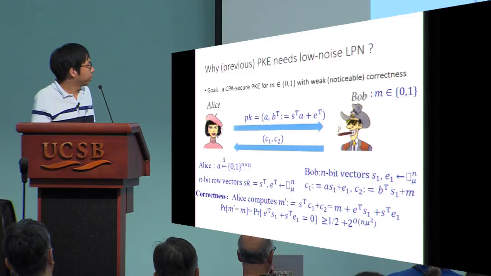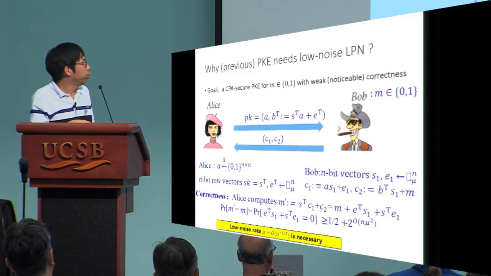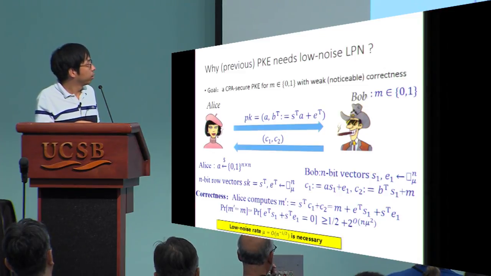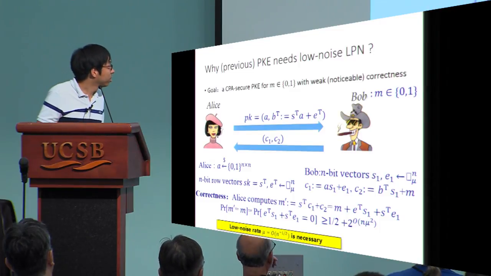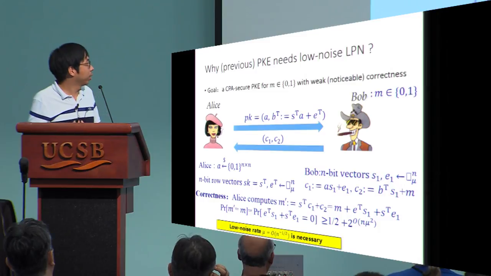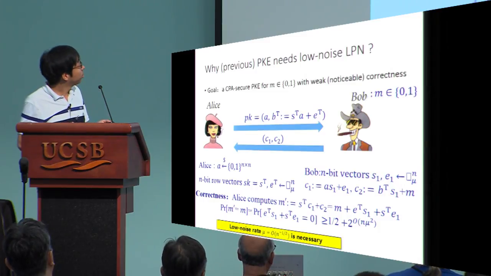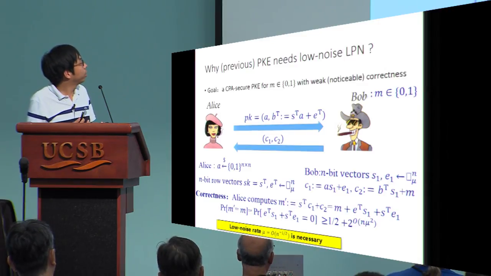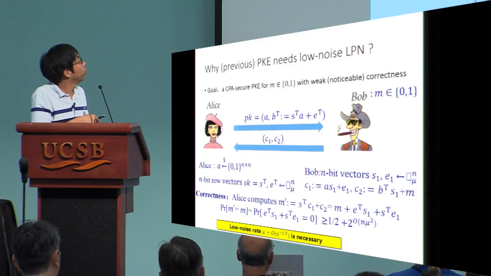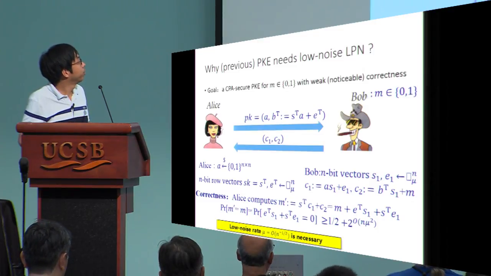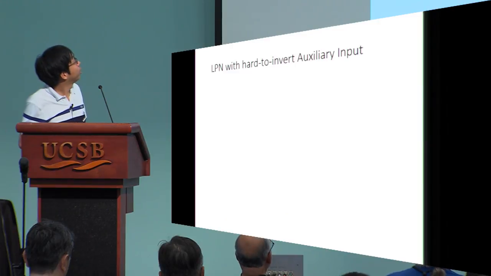So here you can see why we need mu to be 1 over square root of n, so that this correctness can be noticeable. So this is why the low noise rate is essentially needed. Next, we are going to make very little modification to this protocol to make this PKE also work for constant noise LPN. But before that, we need a lemma.